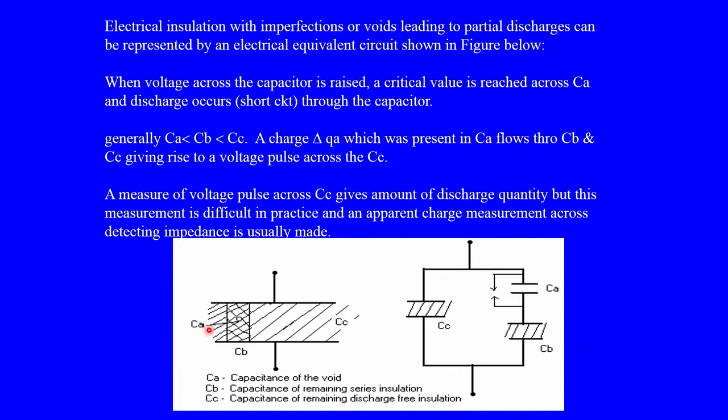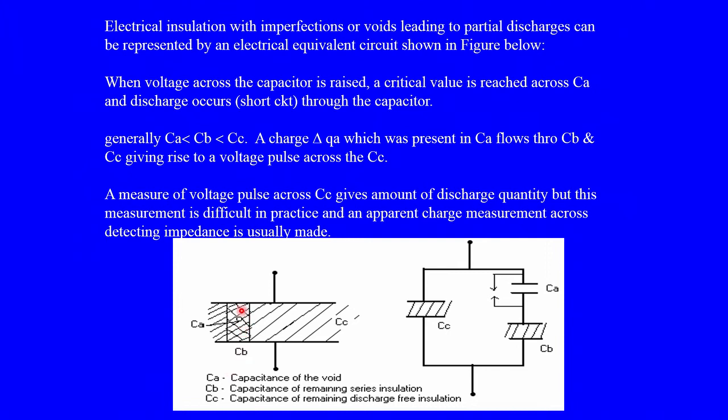If you consider this, CA is a small void where the capacitance of the void, CB is the total insulation including the void and surrounding, and CC being the series insulation of the material. So, this is represented as a simple equivalent circuit. When voltage is applied across the capacitor terminals, a critical value is reached across CA. This small capacitance reaches the critical value and a discharge occurs in this void, what we call a short circuit, the breakdown of the void through the small CA capacitor.